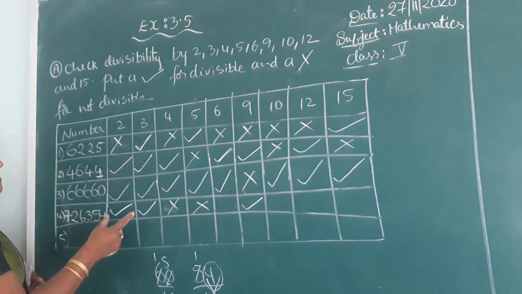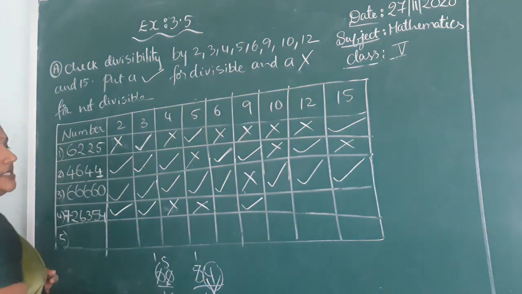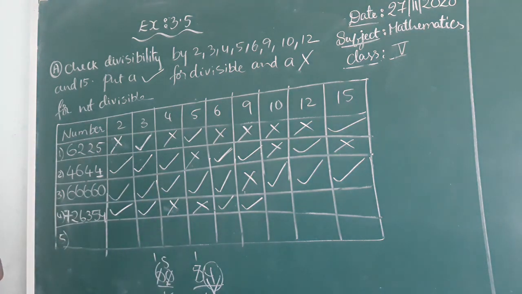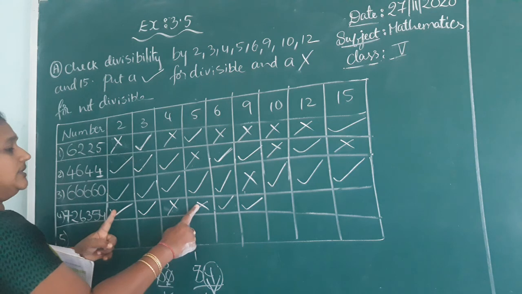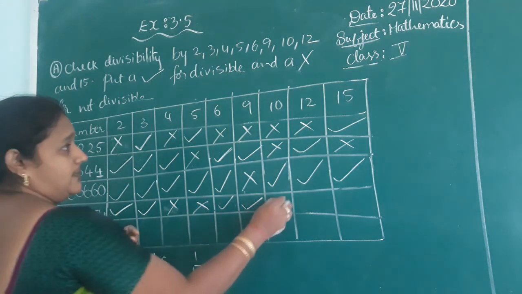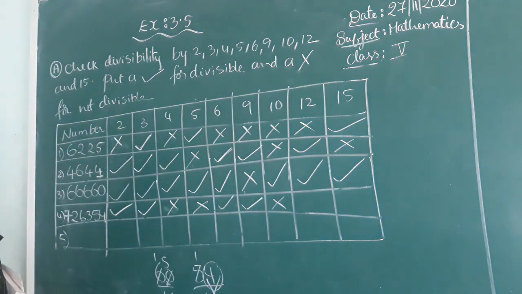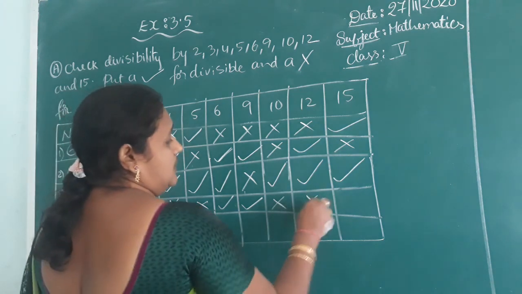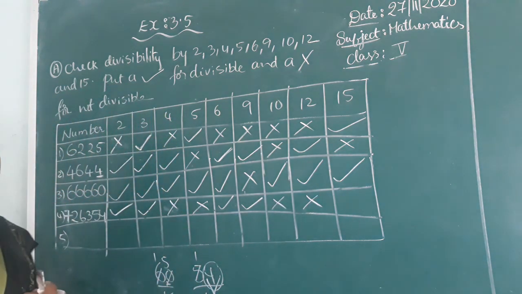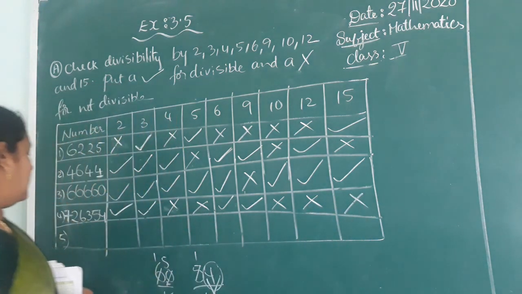6. If a number is divisible by 2 and 3, then it is divisible by 6. 2 and 3 both have tick marks, na? So then it is divisible by 6. Next, 10. If a number is divisible by both 2 and 5, 5 has a cross mark, so it is not possible for 10 also. 12, 3 and 4, not possible: 1 tick and 1 cross. Next, 15, 3 and 5. 5 also not possible, na? So, not possible.